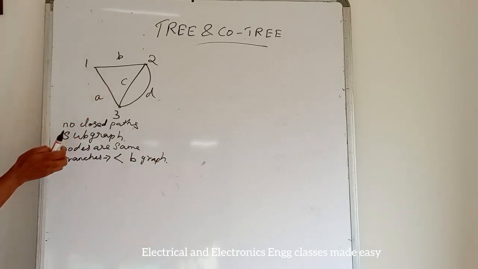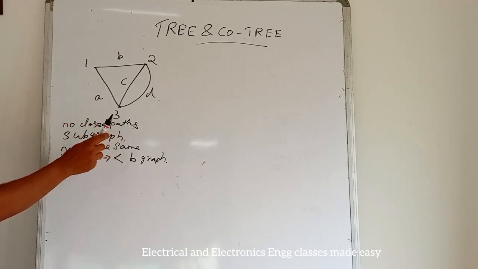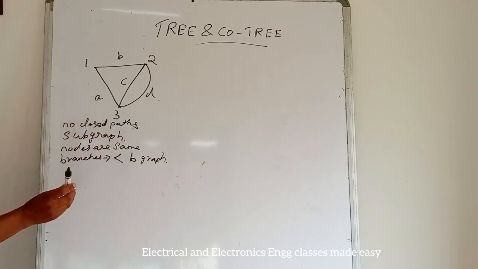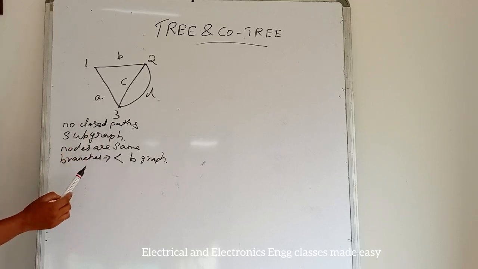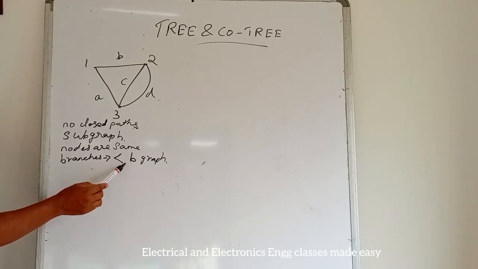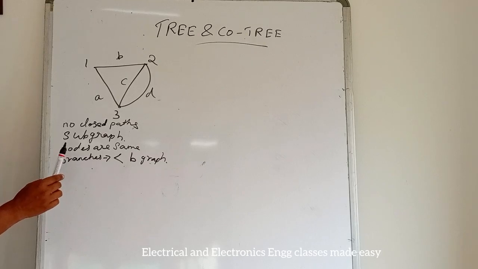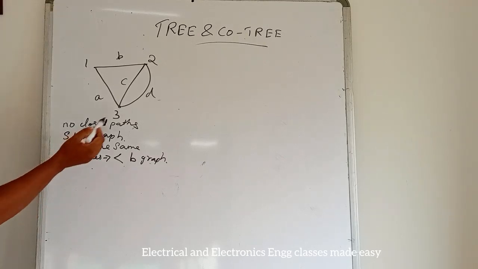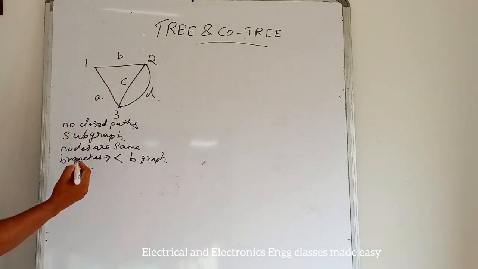So a tree is the subgraph of the original graph, but it has no closed paths, and the number of nodes is the same as that of the original graph. In a tree, the number of branches is less than the number of branches in the graph. So consider this graph. Then how will you draw the tree?